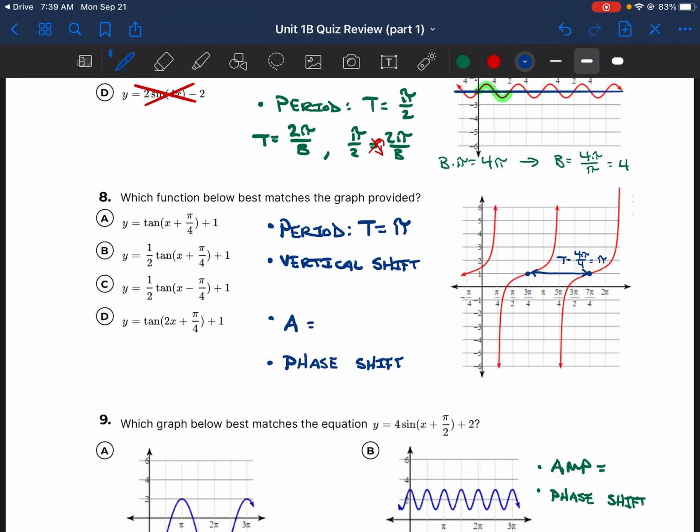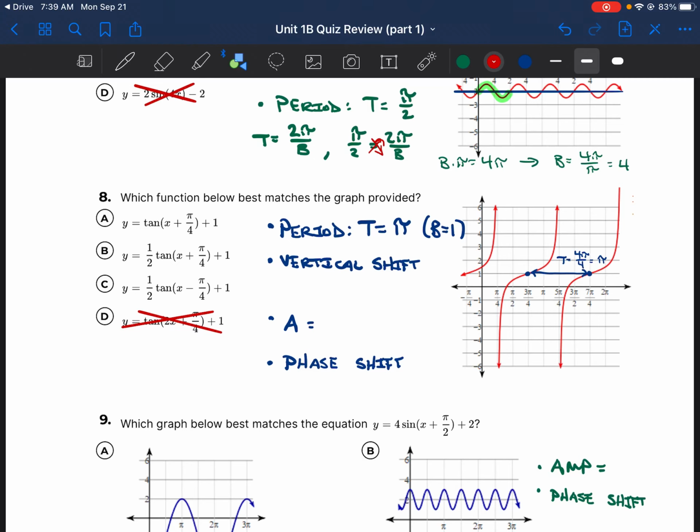Now think back to the parent function of tangent. The parent function of tangent already has a period of pi, so the period did not change. Since the period didn't change, that means the b term is still a 1, because the b term for the parent function of tangent is also a 1. So the period remains unchanged. That means the b term remains a 1. That means that we can go ahead and get rid of answer choice D, because when you look at answer choice D, the b term was a 2.